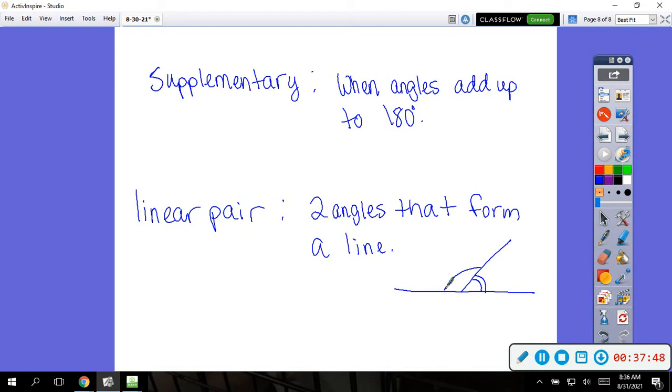Do they sound familiar? No. The linear pair. Linear pair does? Not supplementary? No. Okay. And that's why we review it, because in case you didn't learn it in the first place or you just forgot, either way we need it, so that's what we're doing.